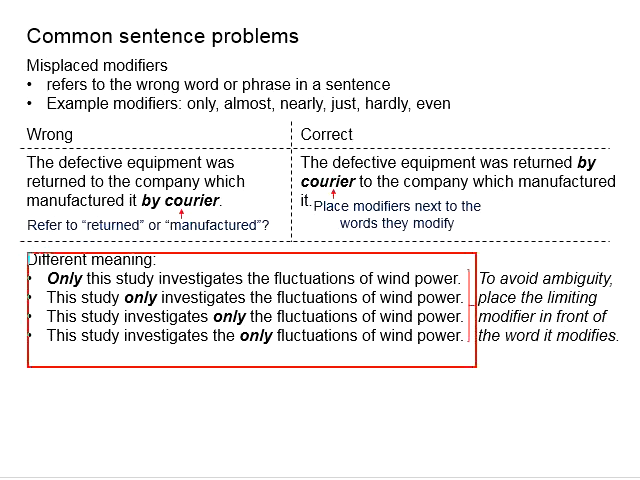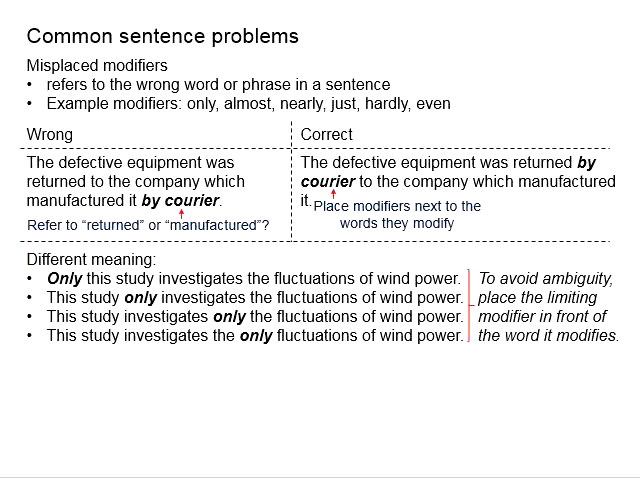Let us look at the example here, where different positions of the modifier can alter the meaning of the sentence. For example, only this study investigates the fluctuations of wind power. This study only investigates the fluctuations of wind power. This study investigates only the fluctuations of wind power.